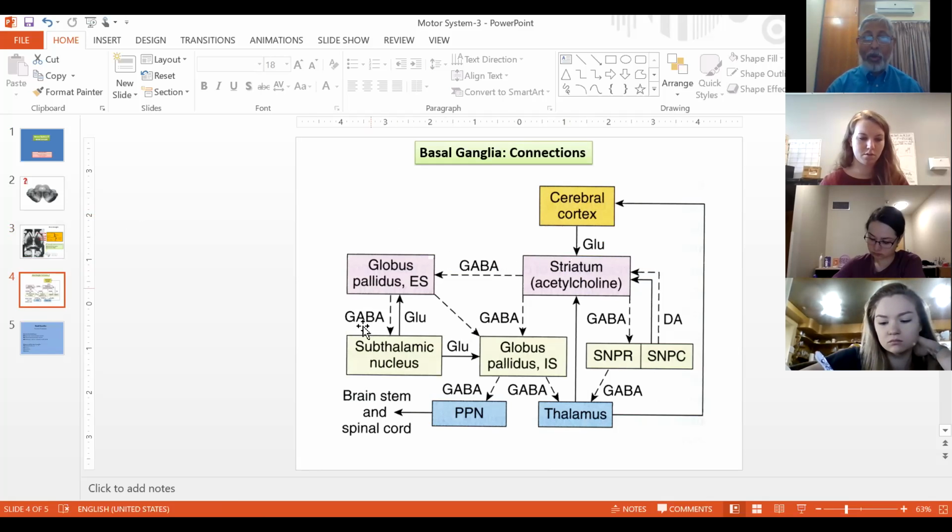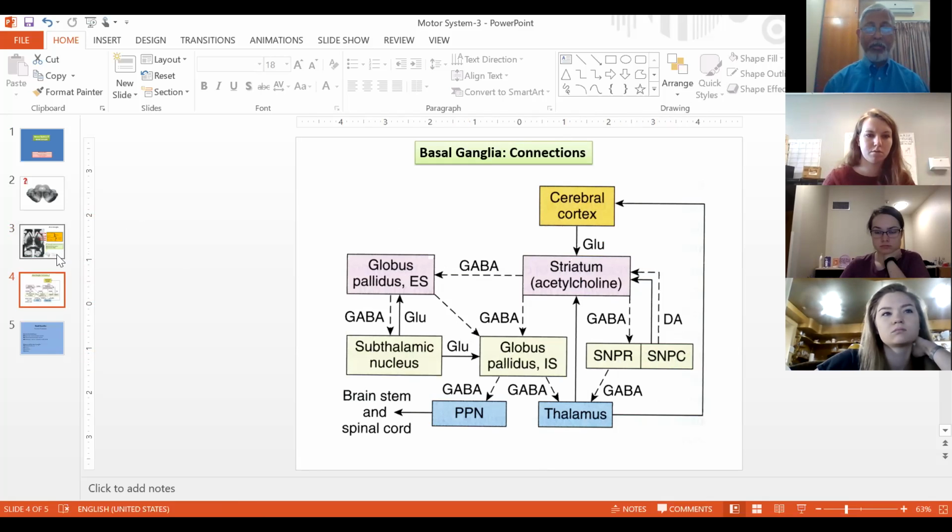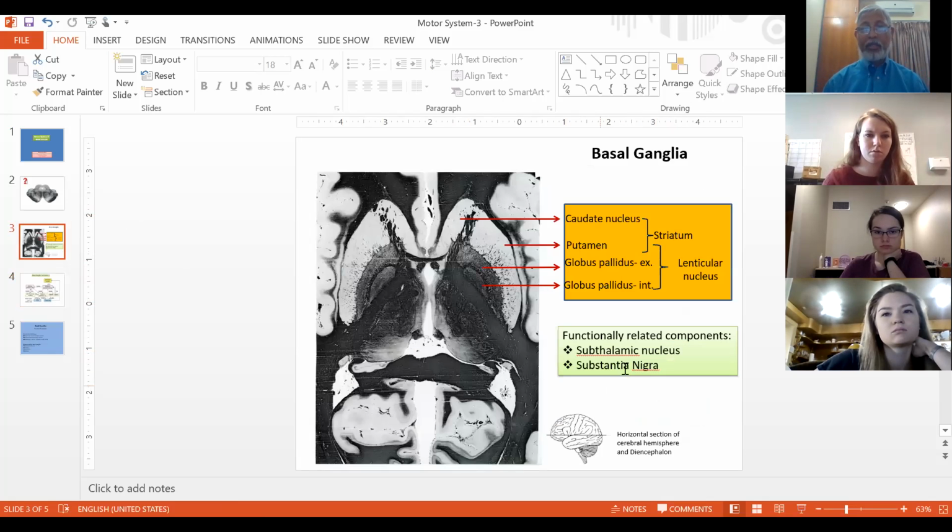See, these are all components of the basal ganglia. Look at this one: striatum, globus pallidus externus, globus pallidus internus, subthalamic nucleus. This is called the subthalamic nucleus. Let me make it clear to you: subthalamic nucleus and substantia nigra, right?